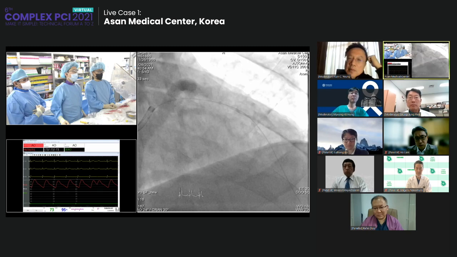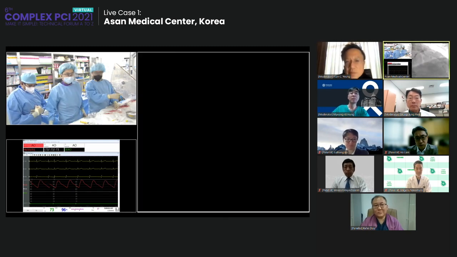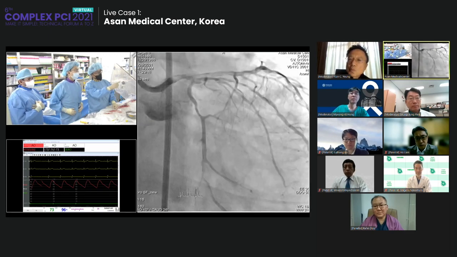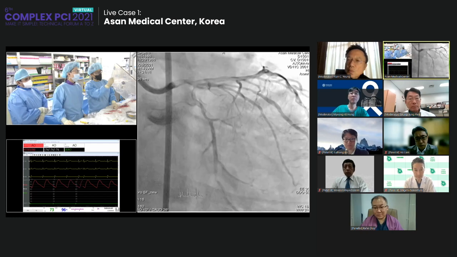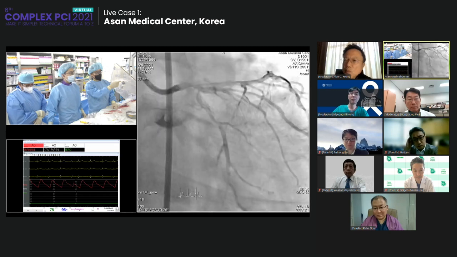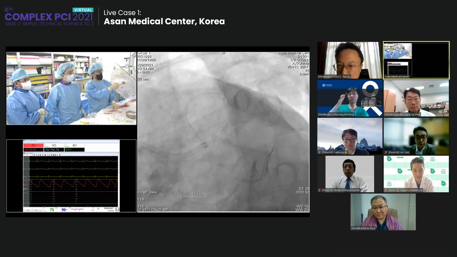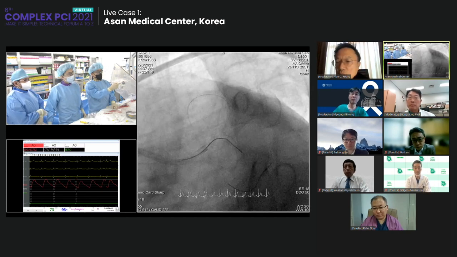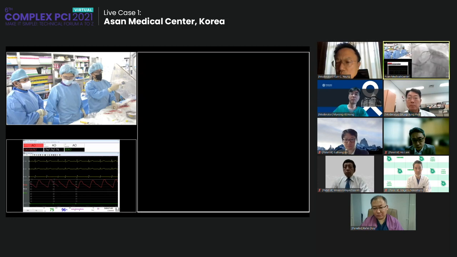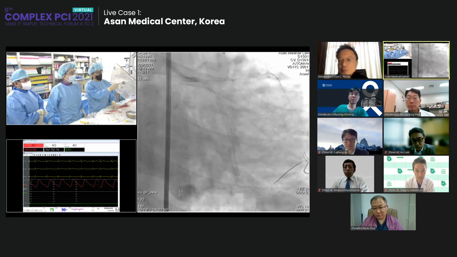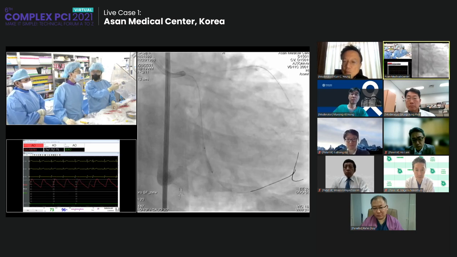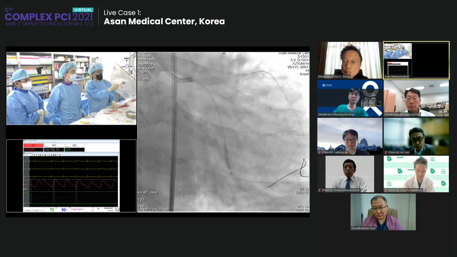Yes, very nice suggestion. The circumflex is also a problem, and after left main inflation the circumflex flow was much better, but there is a very subtotal region. The initially used blue wire did not pass well, so we changed to the BMW wire, which luckily passed. The distal part was nearly totally, subtotally occluded at that moment, and we inflated the 2.0 balloon.